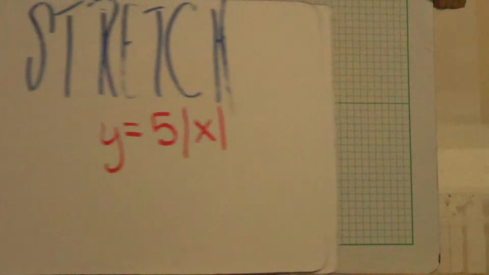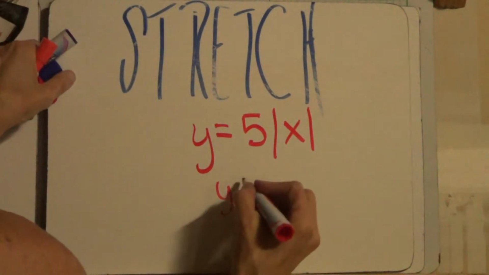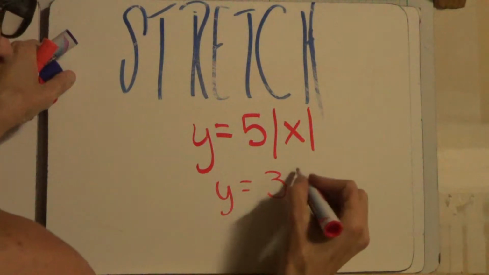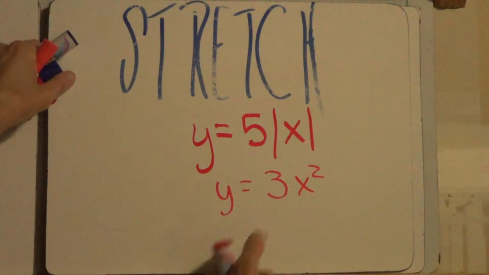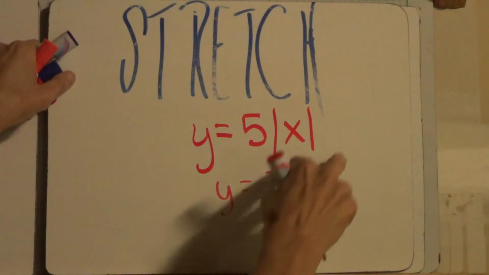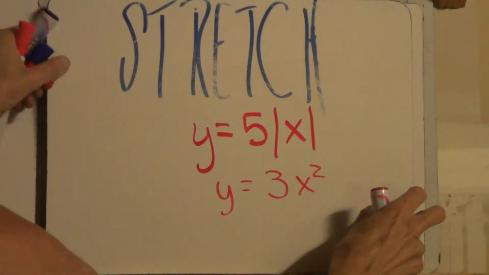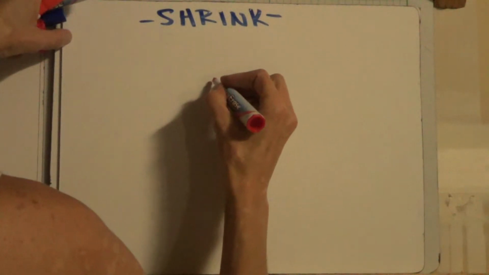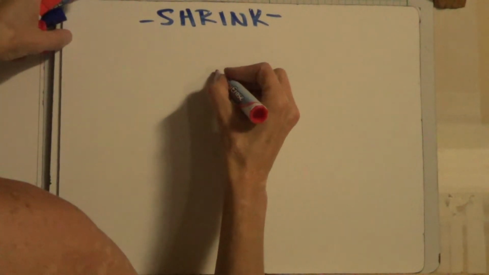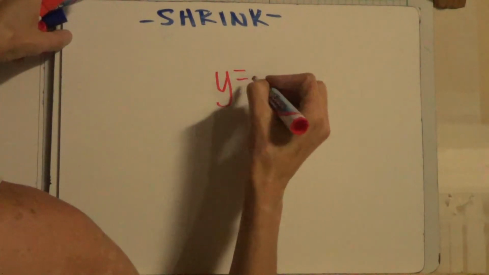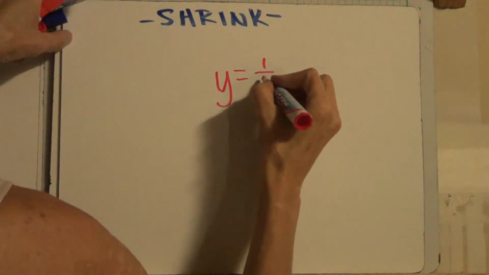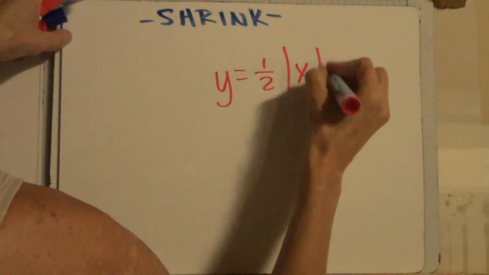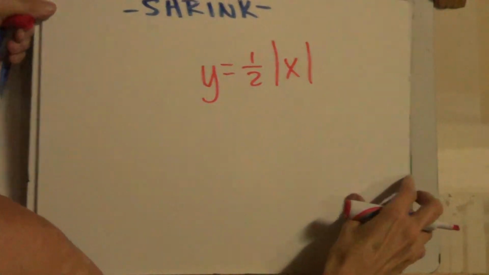So anytime, whatever shape of graph we have, if that number in the front is bigger than 1, it will stretch it away from the x-axis. On a shrink, it would do the opposite thing. I'll use the absolute value again, it's so clear on it, but it will work on any of these. So if we have 1/2 absolute value x, that should create a shrink.